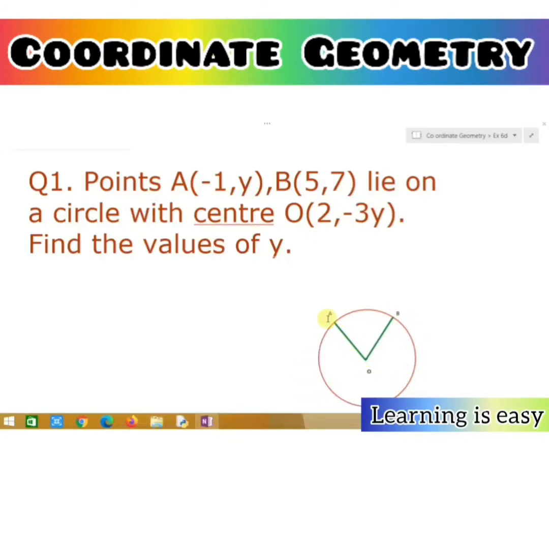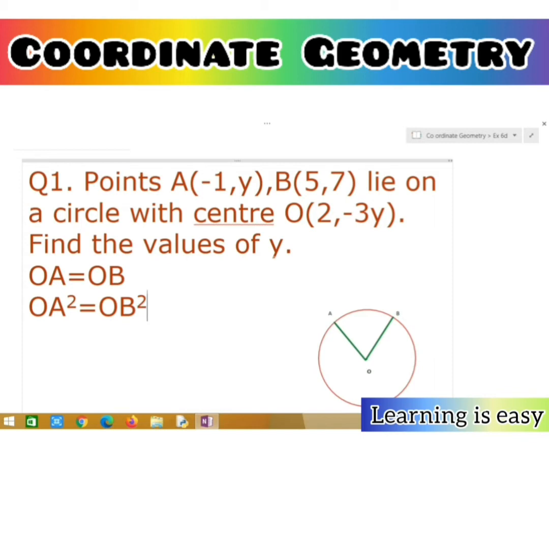Question 1. Points A, B lie on a circle with the center O. So we need to find the value of y, that's one of the coordinates of the point A. So OA equal to OB, meaning OA square is also equal to OB square. They are the radius actually, if you see.